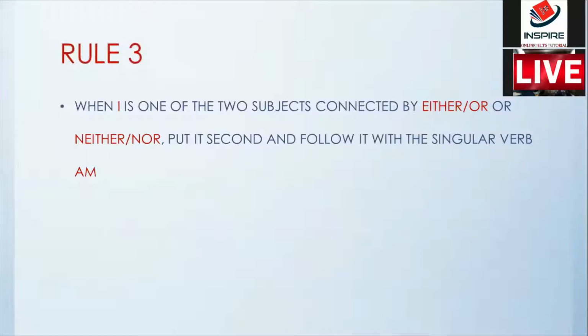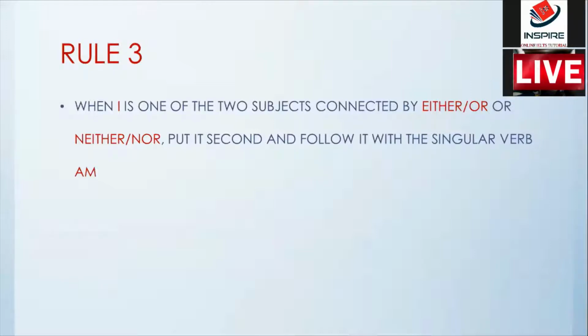Okay, so another subject verb agreement rule. The third rule is when I is one of the two subjects connected by either or neither nor, put it as the second one and follow it with the singular verb am. When there are two subjects and one of the subjects is I, like Nisha and I, and they are connected using either or neither nor, then you need to put this I in the second place and add a singular verb called am.